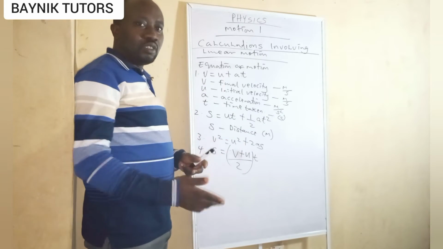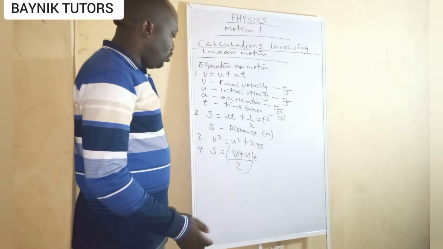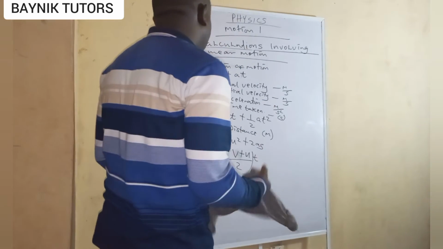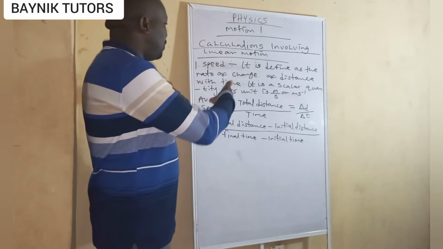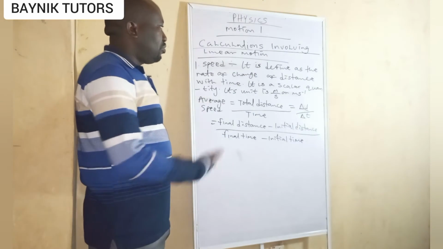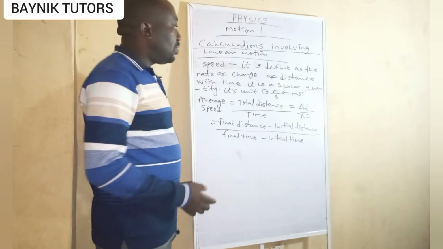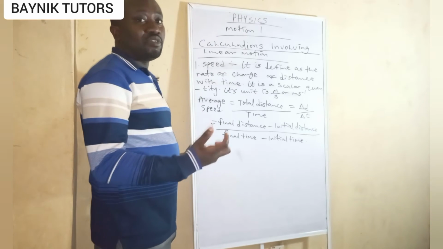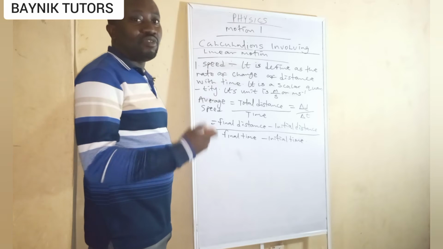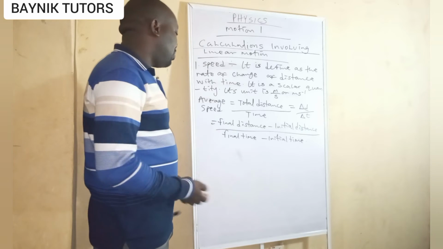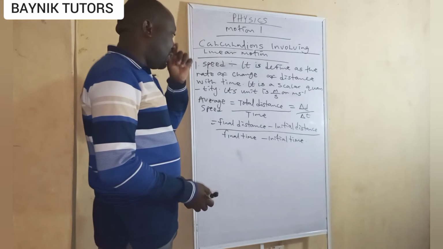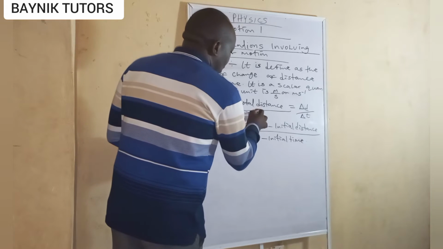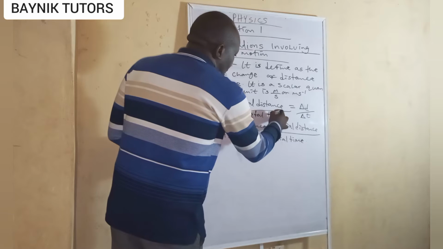We'll be discussing these around that. So let's move into what we call average speed. Speed is defined as the rate of change of distance with time. It is a scalar quantity. What we mean by scalar quantity in physics is that it has magnitude, meaning size or value, but it has no direction. So the average speed is total distance over total time.